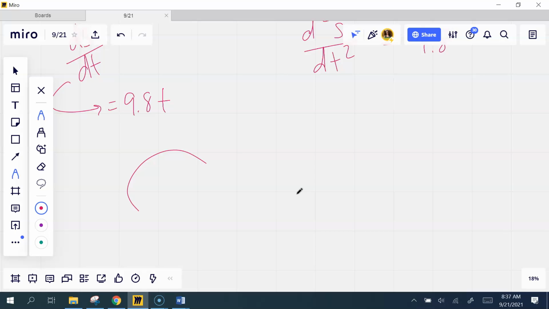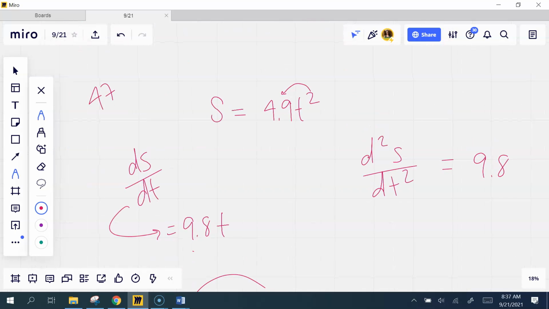Whenever you take a second derivative, you look at the derivative prior to it. This is s prime. This is s double prime, which is 9.8. And then after that it'd be 0 if they ask you again.